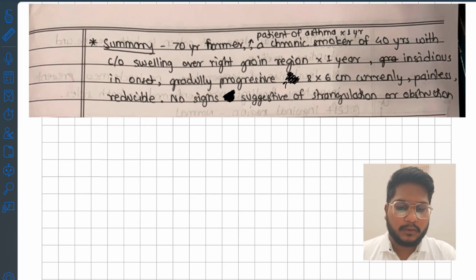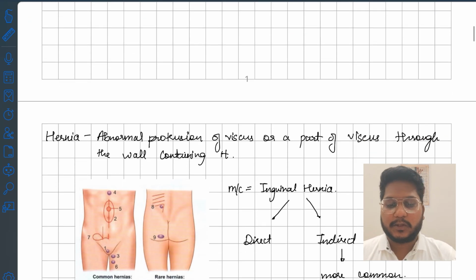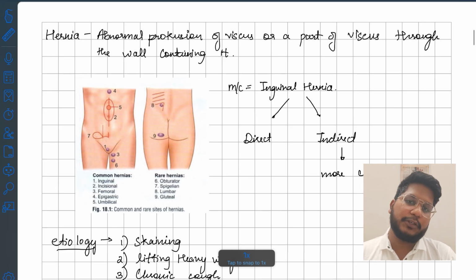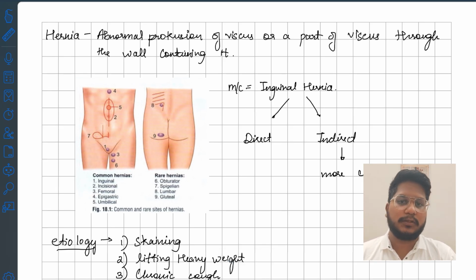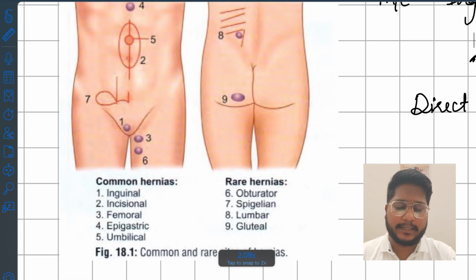Next, moving forward to the theory. So hernia is basically the abnormal protrusion of a viscus or a part of a viscus through the wall containing it, which is a basic definition of hernia, which can be asked to anyone. Next, the sites or the common types of hernia we will discuss.